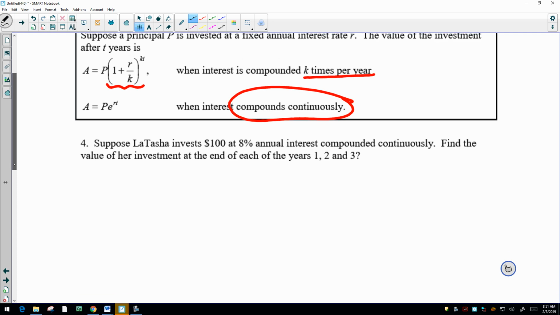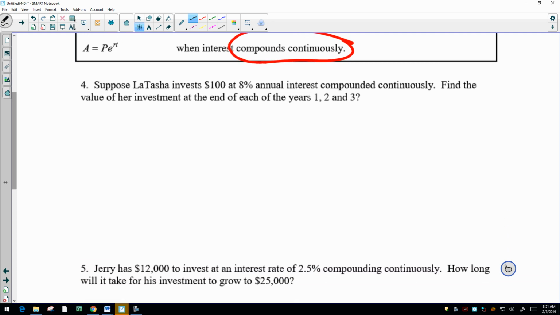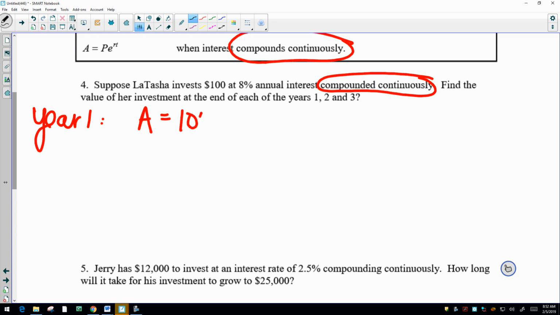Okay, so we're going to take a look. So Latasha invests $100, there's your principal, at an 8%, there's your rate, annual interest compounded continuously. So as soon as I see this, I think APERT. Continuously is the only time you're going to use APERT. So it says find the value of her investment at the end of each of the years 1, 2, and 3. So if I'm thinking year 1, okay, so we have our principal times e raised to the rate as a decimal times the time, it's 1 year.